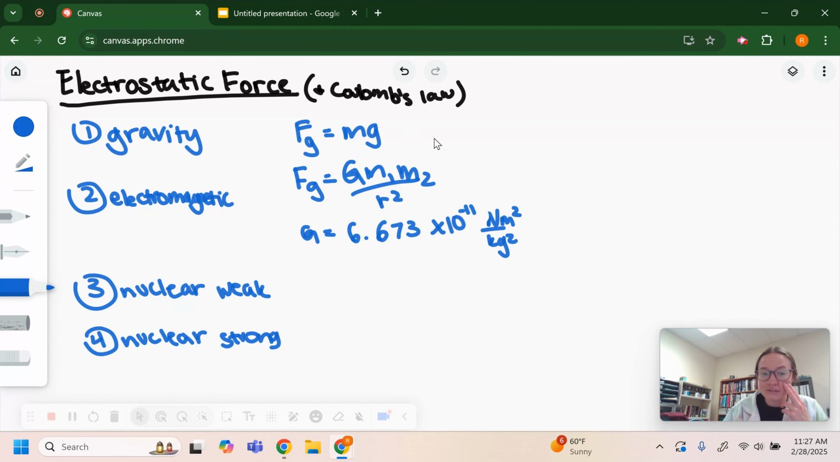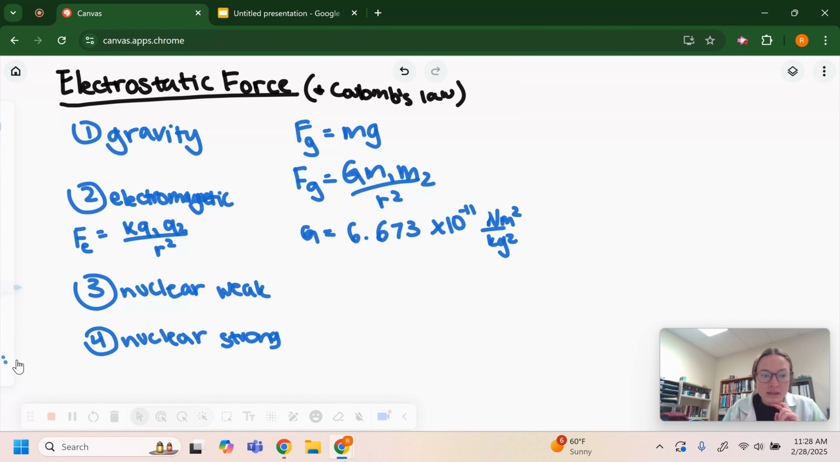The electromagnetic force. Now, just like gravity has a formula that we can use to find the force due to gravity, the electromagnetic force also has an equation that we can use. And that equation looks something like this. We say that the strength of the electromagnetic force is equal to K Q1 Q2 over r squared, where here, K is a constant.